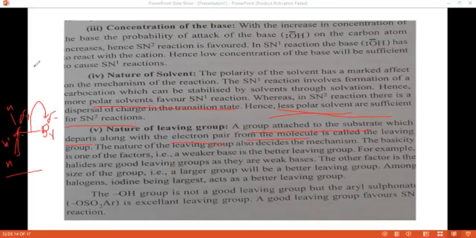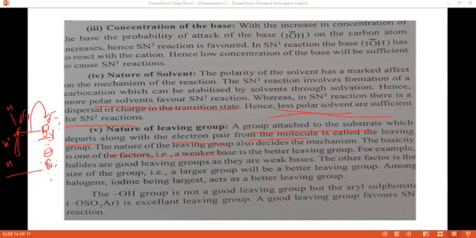Now the bromine carries three lone pairs of electrons. When this bond breaks, this leaving group leaves or departs along with the lone pair of electrons, and the negative charge is also present. There are three lone pairs on the bromine and also the negative charge. This is called a leaving group.